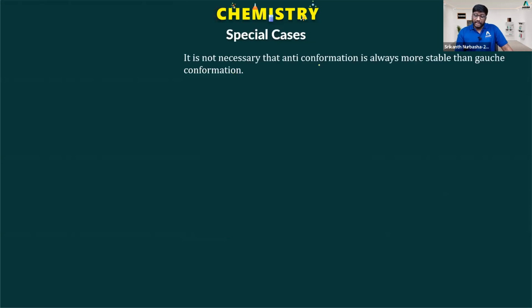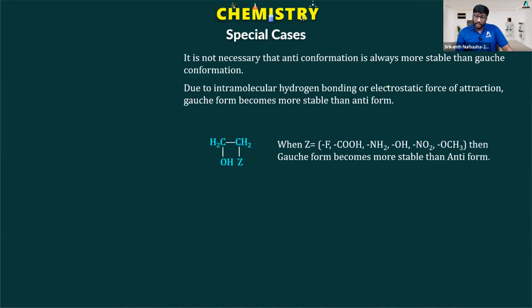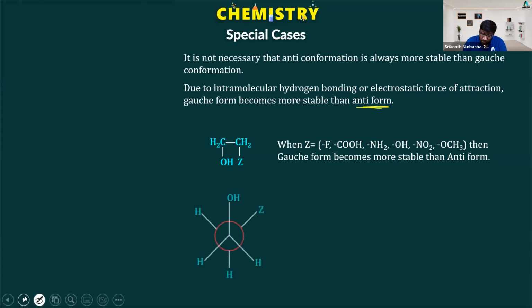It is not necessary that the anti conformation is always more stable than the gauge conformation. Due to intramolecular hydrogen bonding or electrostatic force of attraction, the gauge form becomes more stable than the anti form. This is what I am talking about. Whenever we have CH2OH and CH2Z, Z can be fluorine, CHO, NH2, OH, NO2, CH3. Look at the number of molecules, a very high number. In all these cases, due to intramolecular hydrogen bonding, the stability of the gauge form is extremely high.